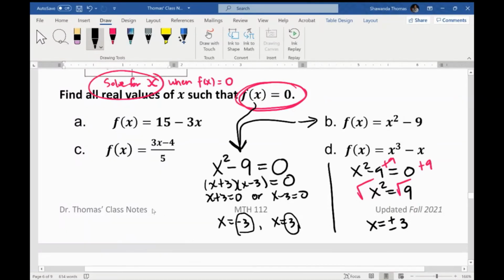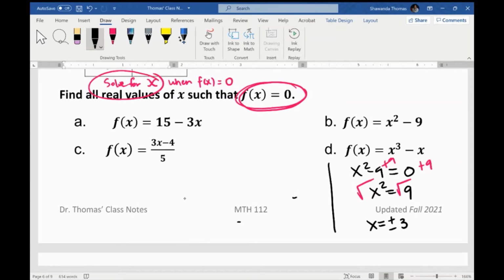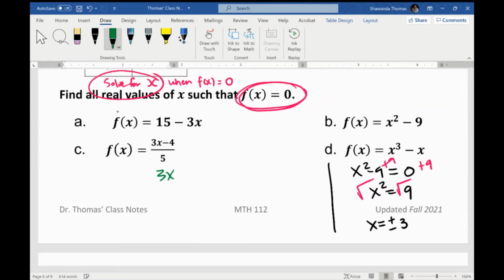All right. Any other questions about B? Well, someone else explain how would you set up C? What would you write first for C? 3x minus 4 over 5 equals 0.